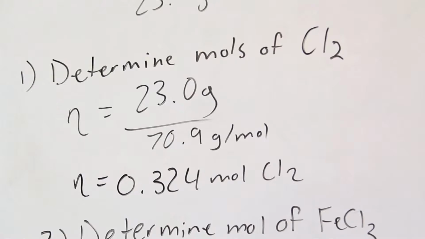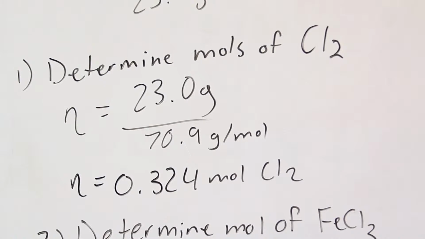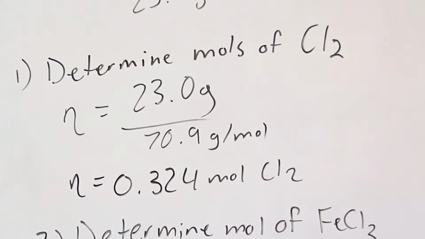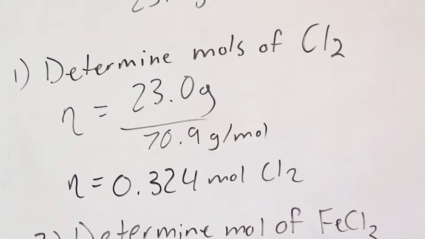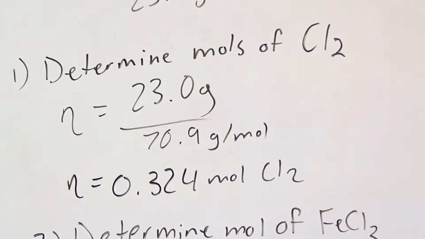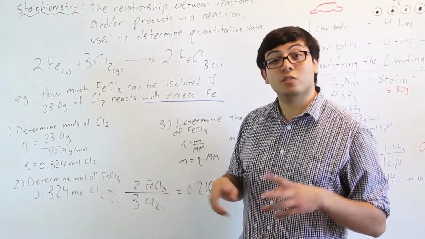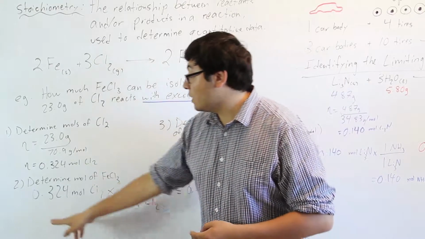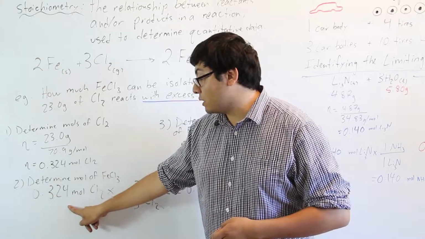Remember our formula, moles equals mass divided by molar mass. Remember chlorine gas is diatomic, so it's 2 chlorine atoms, which adds up to a molar mass of 70.9. So we get 0.324 moles of chlorine gas. Now we can determine the moles of iron 3 chloride using stoichiometry. This is all it means. We have the moles of chlorine gas, 0.324, which we just calculated.